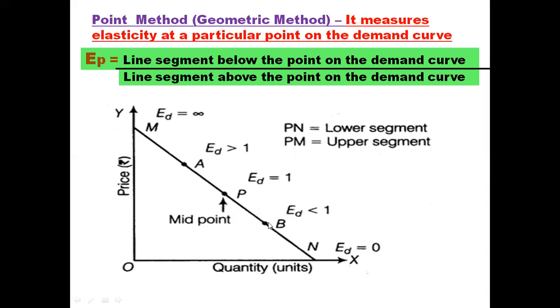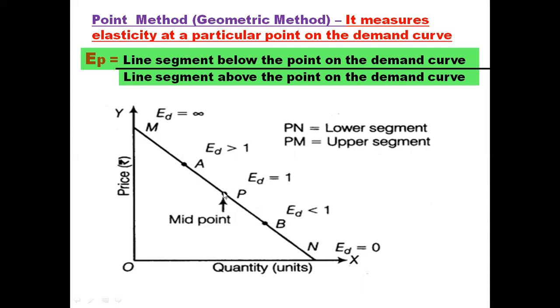Now we come to point B. Elasticity is less than 1. Why? The line segment below the point is BN, divided by the segment above the point, MB. Now BN is a smaller segment, so elasticity will definitely be less than 1.